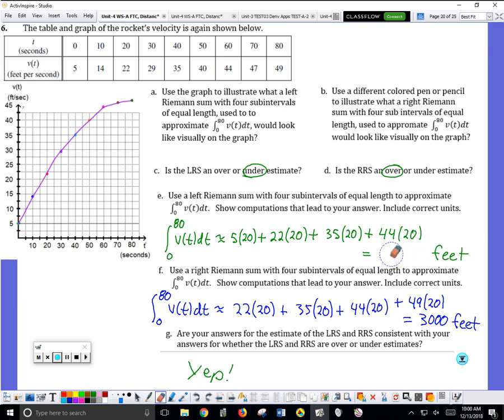Go to page 7. Wait, question. Oh, yeah, please. How do you know if they're consistent on G?